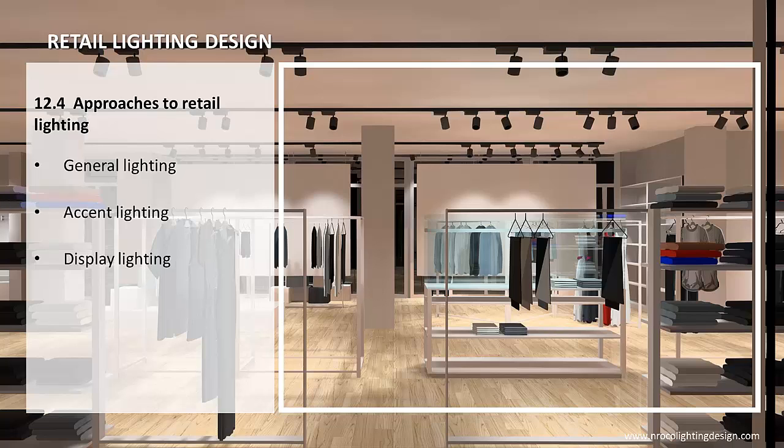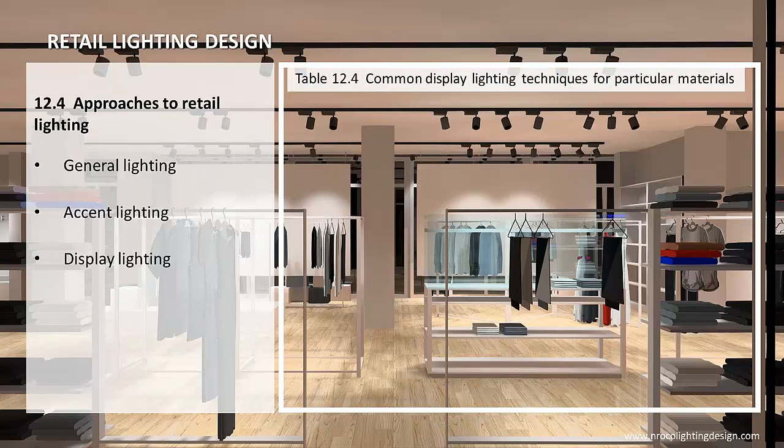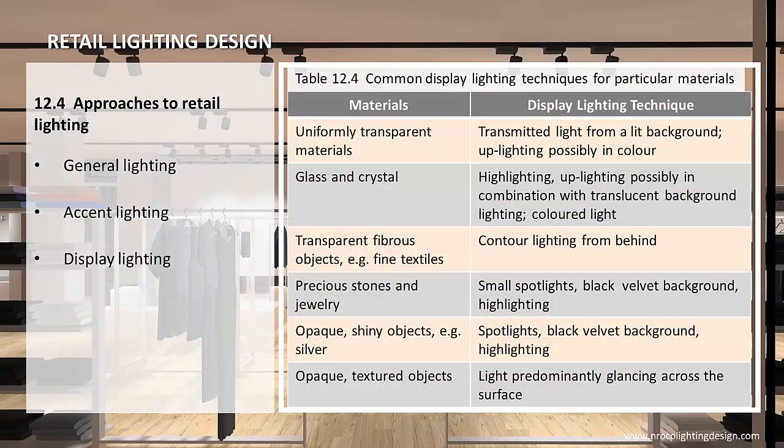Different materials require different display lighting techniques. Table 12.4 lists some of the more common techniques for specific materials. Table 12.4 Common display lighting techniques for particular materials. These materials are uniformly transparent materials, glass and crystal, transparent fibrous objects, for example fine textiles, precious stones and jewelry, opaque shiny objects, for example silver, and opaque textured objects.